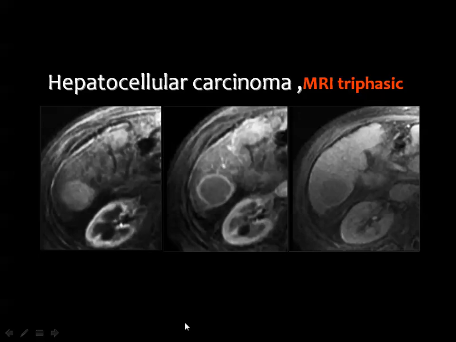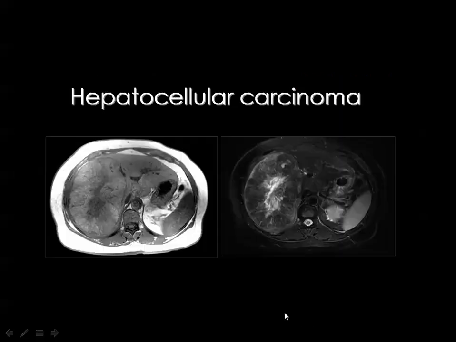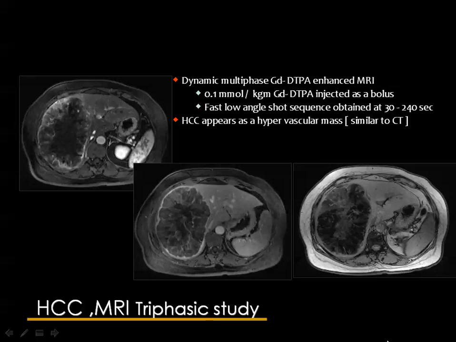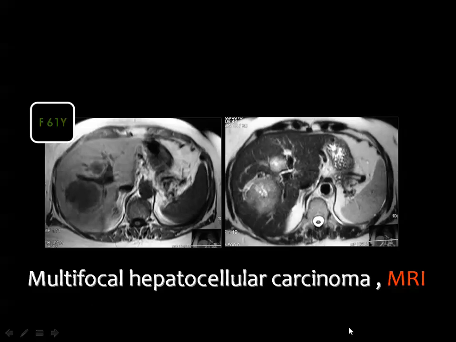And this is the arterial phase, portal phase, delayed phase by MRI, showing an enhancing hepatocellular carcinoma in the right hepatic lobe. And this is MRI T1 and T2 weighted image of a big hepatocellular carcinoma occupying most of the right hepatic lobe, showing intermediate signal in the T1 as well as in the T2 weighted image. And this is the arterial phase, the portal phase, and the delayed phase of the same case.